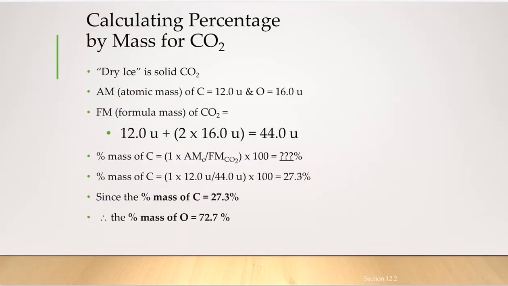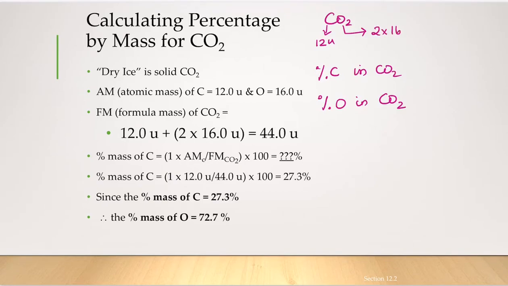What's the mass percentage of carbon in carbon dioxide and oxygen in carbon dioxide? In order to figure that out, you need to calculate the formula mass of the compound, which is carbon dioxide. Here there is 1 carbon, so it's going to be equivalent to 12 units, and there are 2 oxygens. 1 oxygen is going to be equivalent to 16. Because there are 2 oxygens, it's 2 times 16, which is 32. So 32 plus 12 is going to be equivalent to 44 units.